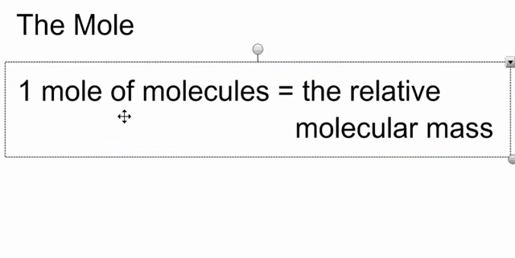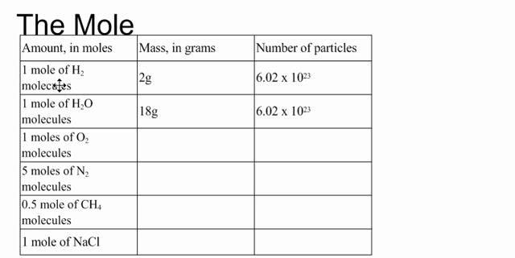The same rule applies to molecules too. 1 mole of molecules is equal to the relative molecular mass. So for example, if you have 1 mole of hydrogen molecules which contain 2 hydrogen atoms bonded together, the relative molecular mass would be 2 grams. That is equal to 1 mole of particles. If you wanted to get 1 mole's worth of water, then you would weigh out 18 grams of H2O molecules.